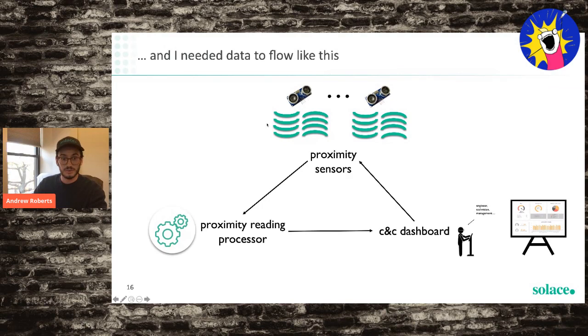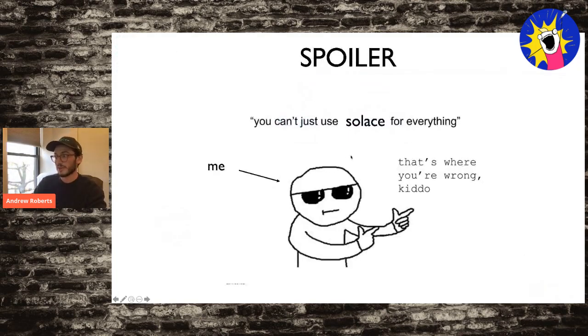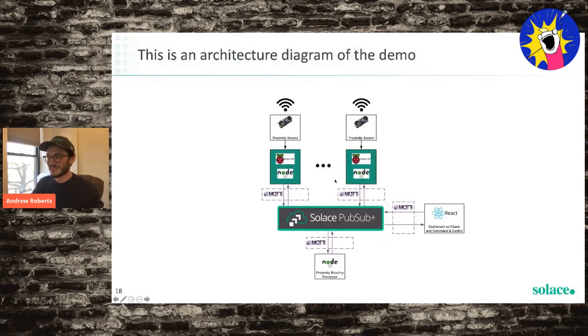I would need some sort of way to identify and then communicate with these individual sensors. Maybe I expose an API. I don't really know how I design this. So you can just use Solace for it. It's so much easier when you use Solace, right? Or event-driven architecture. So this is what the architecture diagram of the demo looks like.